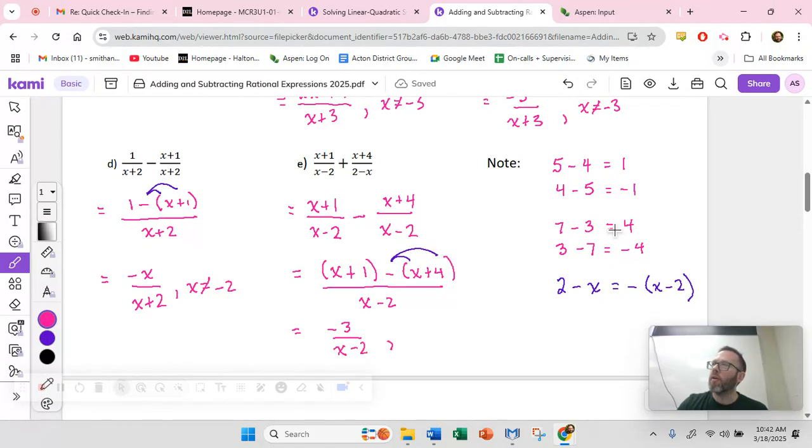What's our one restriction? Flash me a sign with our restriction here. Yeah, okay. x can't be equal to 2.